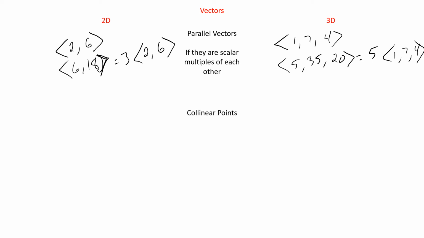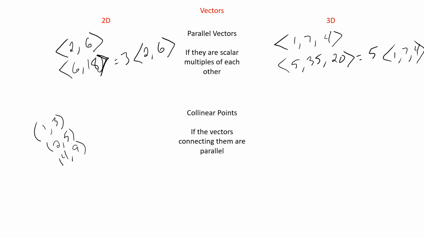Collinear points, they're in the same line if the vectors between any 2 of the points, usually you're going to have 3 points, are parallel, or they're scalar multiples of each other. Then those points are collinear. So you would have 3 points. Let's say for 2 dimensions we have the point 1, 3, the point 2, 5, and the point 4, 9.